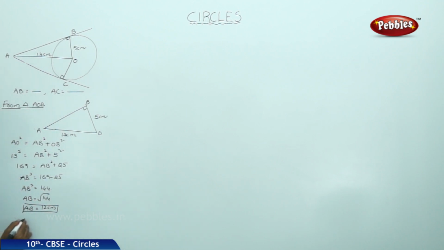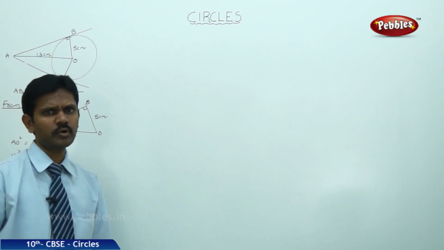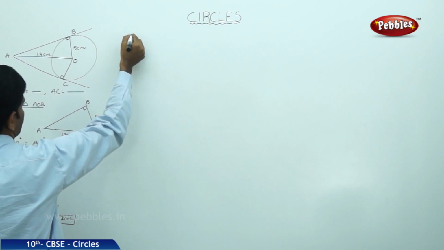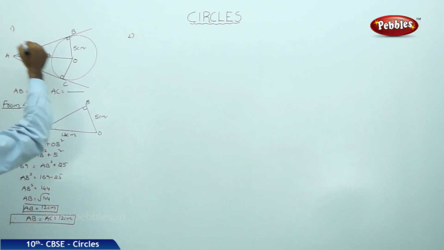Therefore, what do we conclude? AB is equal to AC is equal to 12 centimeters, because these two are the tangents drawn from an external point and are equal. Now, let us see the next one.